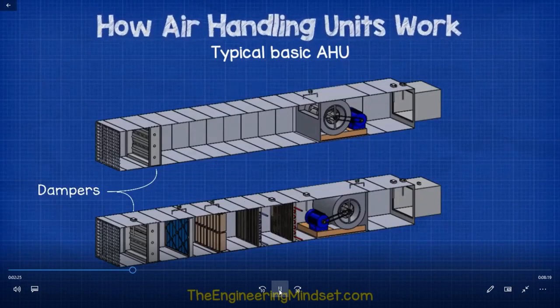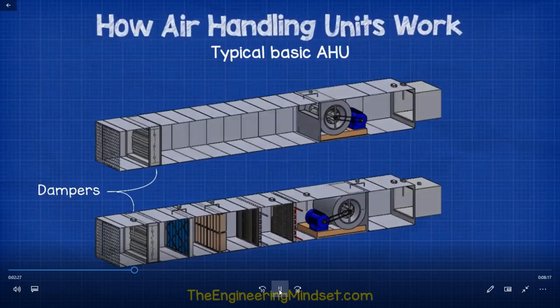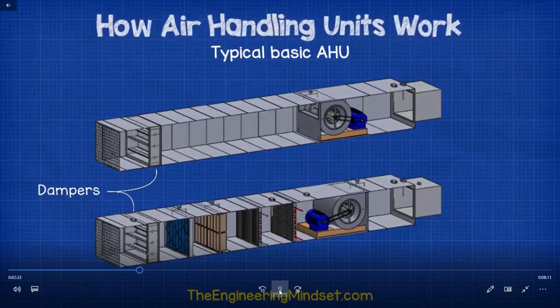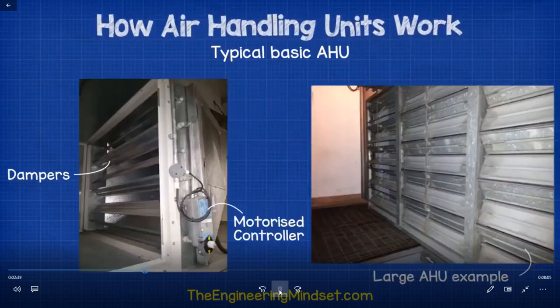The dampers are multiple sheets of metal which can rotate. They can close to prevent air from entering or exiting the AHU. They can open fully to fully allow air in or out. And they can also vary their position somewhere in between to restrict the amount of air which can enter or exit. I'll also show you some examples here of real-world dampers in AHUs. The one on the left has the motorized controller visible, which changes the position of the dampers.